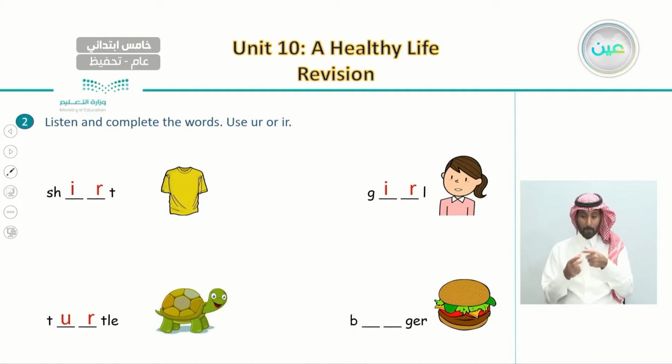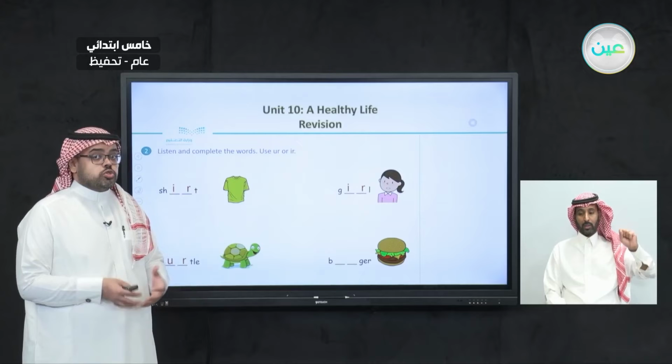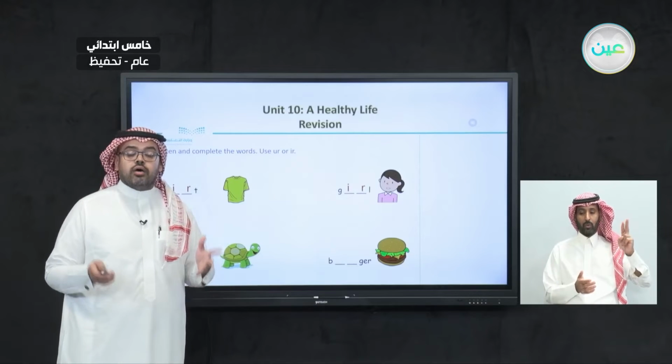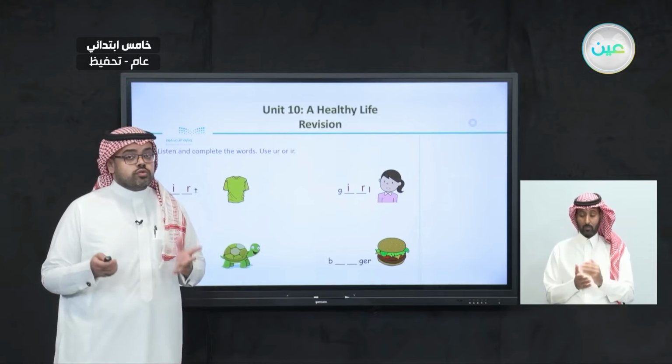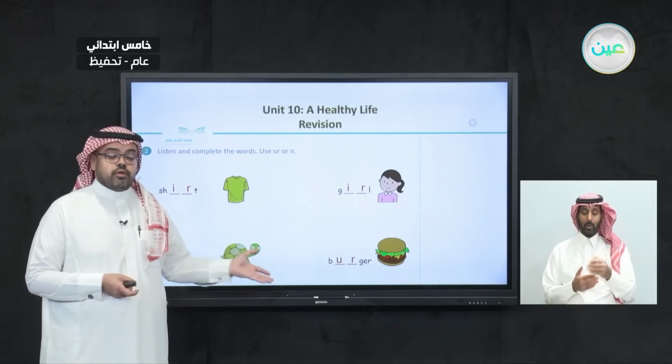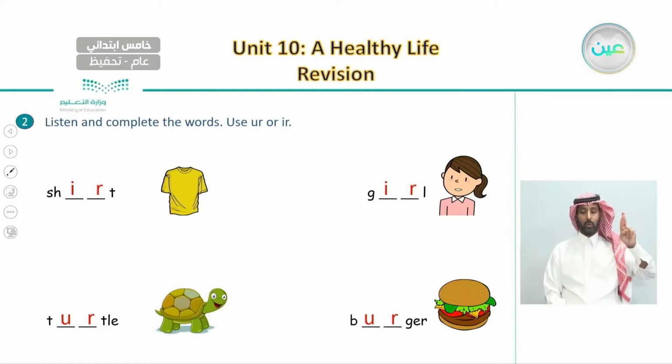Now this will leave us with the last word we have, that starts with B and ends with G, E, and R. So let's listen to this word. The last word is burger. A burger. So what do you think? Should we fill it in with UR or with IR? Of course, we should fill it in with U and R. Burger. So here you go. Here are the answers of all of these four words.